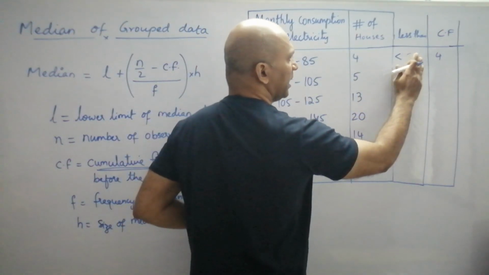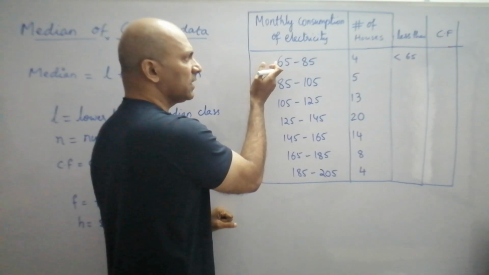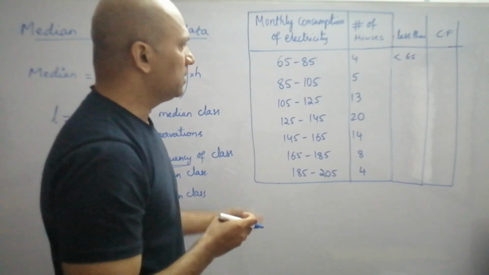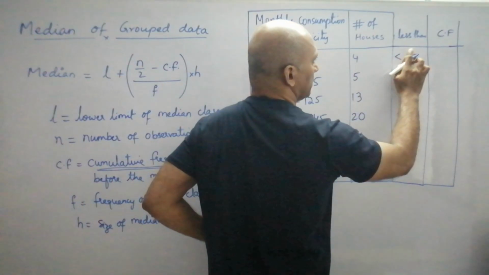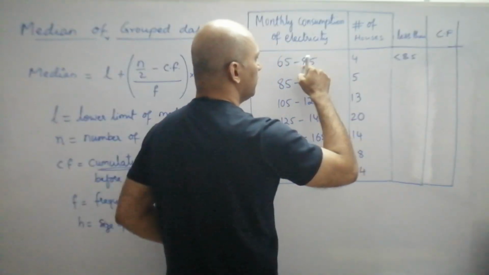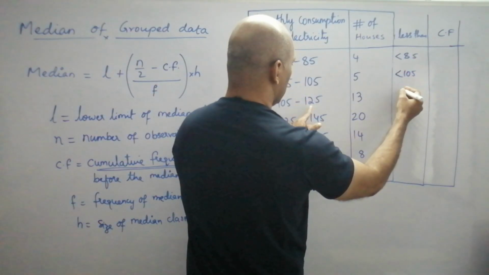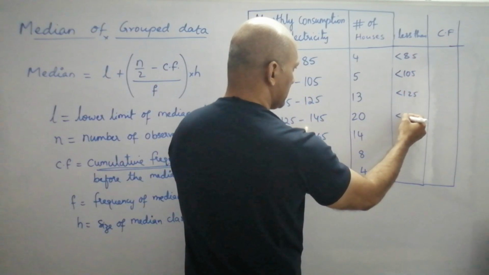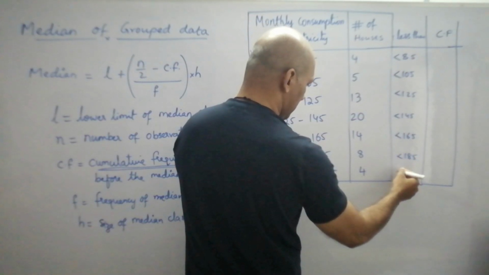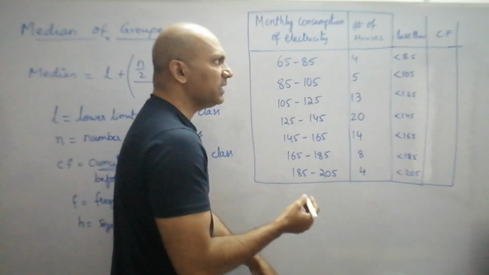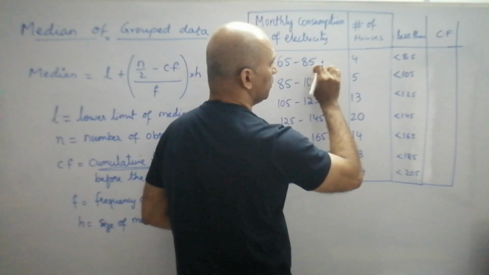Now by mistake, if I write 65 here, how many houses are consuming less than 65 units? No information is given, right? So we need to take the upper limit. When we are writing less than here, we need to take the upper limits. So less than 85, less than 105, less than 125, less than 145, less than 165, less than 185, less than 205. Or you can write up to also.